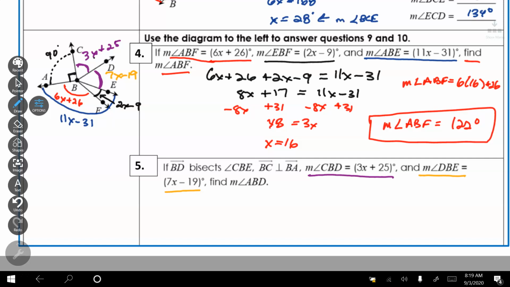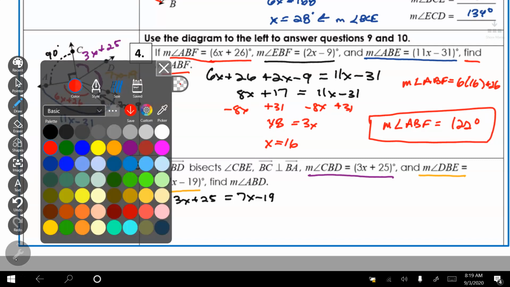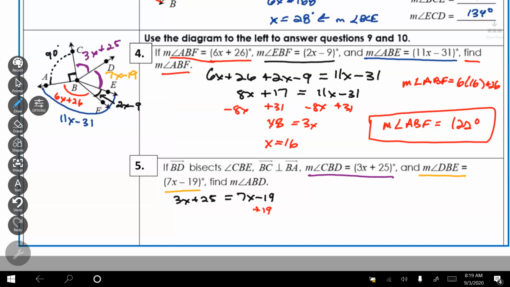So I'll set up my purple, my orange. It's not going to be angle addition. Those are congruent angles. That means 3x plus 25 is equal to 7x minus 19 because they are congruent. I can do some simple algebra: plus 19, minus 3x, minus 3x. I get 44 is equal to 4x, or x is equal to 11.